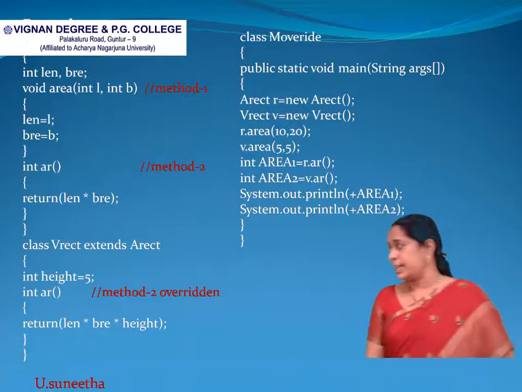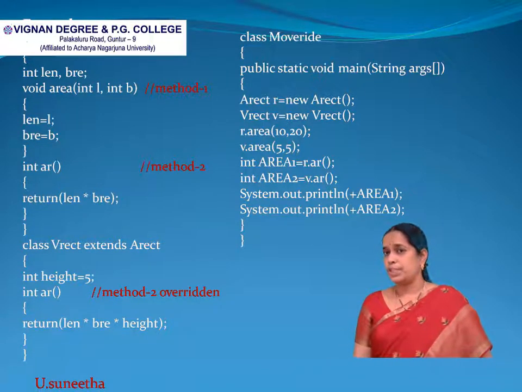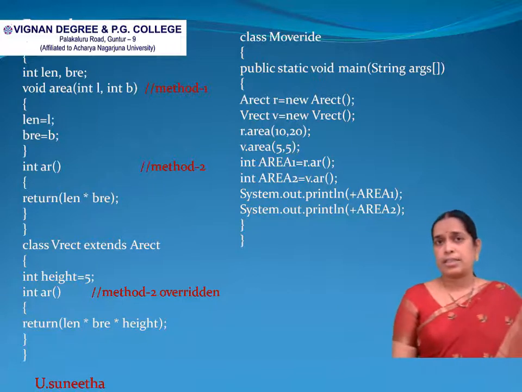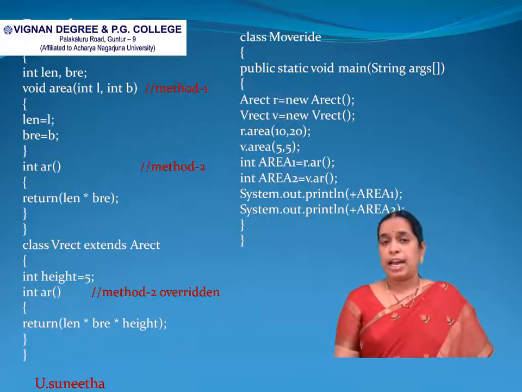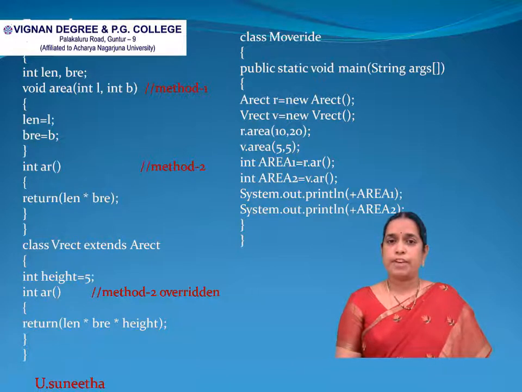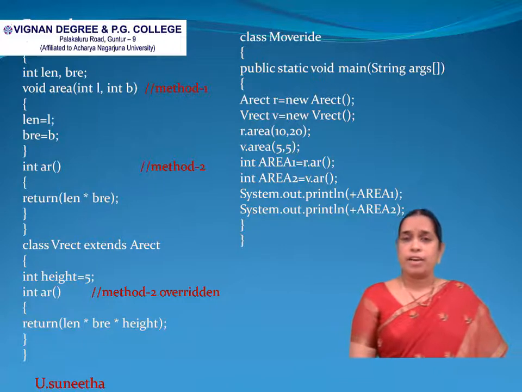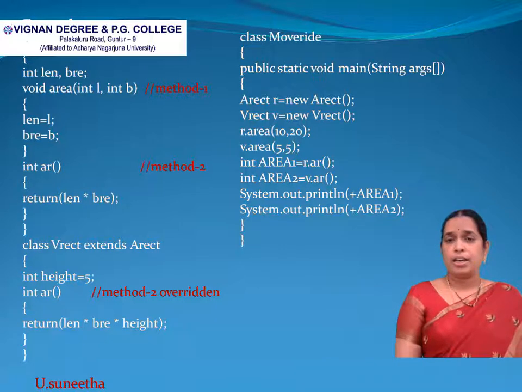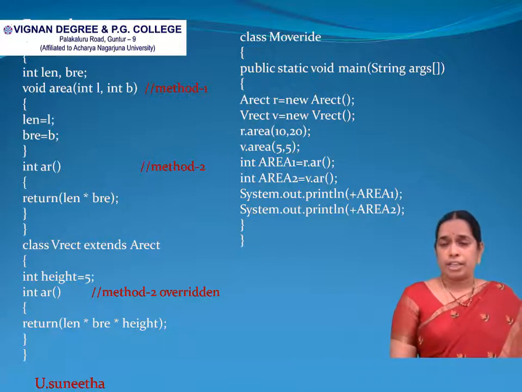Next, moving on to the third class, that is the main class, which is moverride. In this class, generally we have written the main method, and within this main method we have created objects for the first class as well as for the second class. The object for arect is r, and the object for vrect is v. Now if we consider the statement v.ar(), we are using the object v and invoking the ar method. If we invoke like this, then the subclass ar method will be invoked instead of the inherited method.